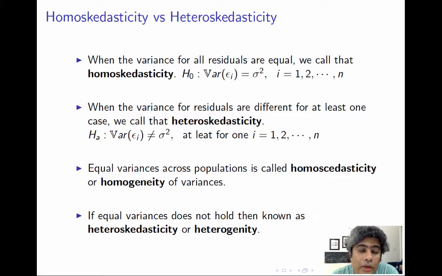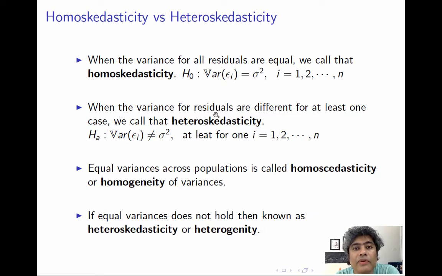The third assumption is about homoskedasticity, also known as homogeneity, and how to check it. Now, what is homoskedasticity? When the variances of all residuals are equal, we call that homoskedasticity or homogeneity. The null hypothesis H naught is that the variance of epsilon i equals sigma square, for i equal to 1 to n.